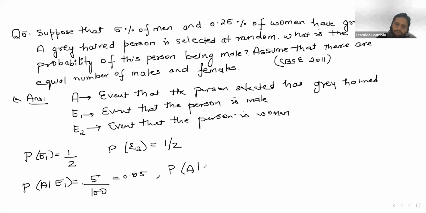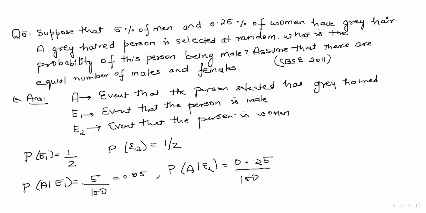So this is 0.05. A/E2, so this is equal to what? 25/100. 0.25. Okay. This is 0.25 by 100. Okay. Now please do the calculation and share your final answer.